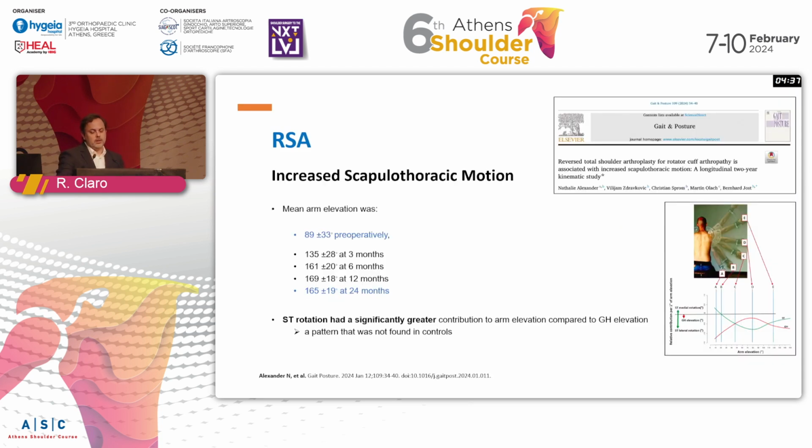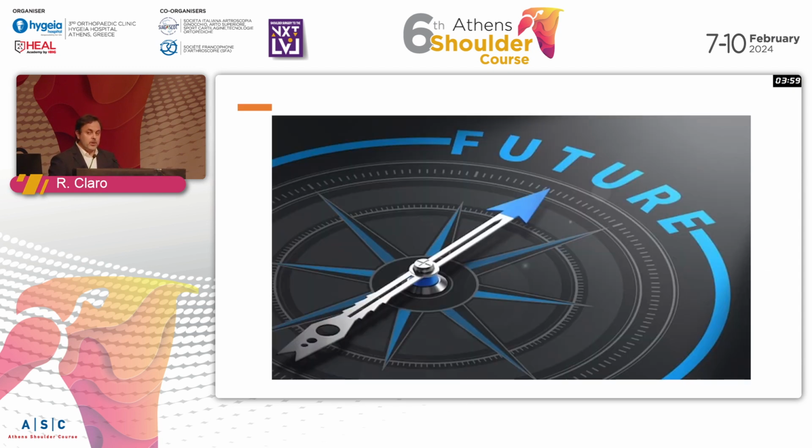Also, we have to pay attention to this paper that shows a bigger range of motion at 24 months post-RSA, but also that scapulothoracic rotation has a significantly greater contribution to the elevation of the arm compared to glenohumeral elevation. That is not usually seen in a control case. So maybe when we do the rehabilitation of these cases, we should look for better scapulothoracic rotation. And what about the future?